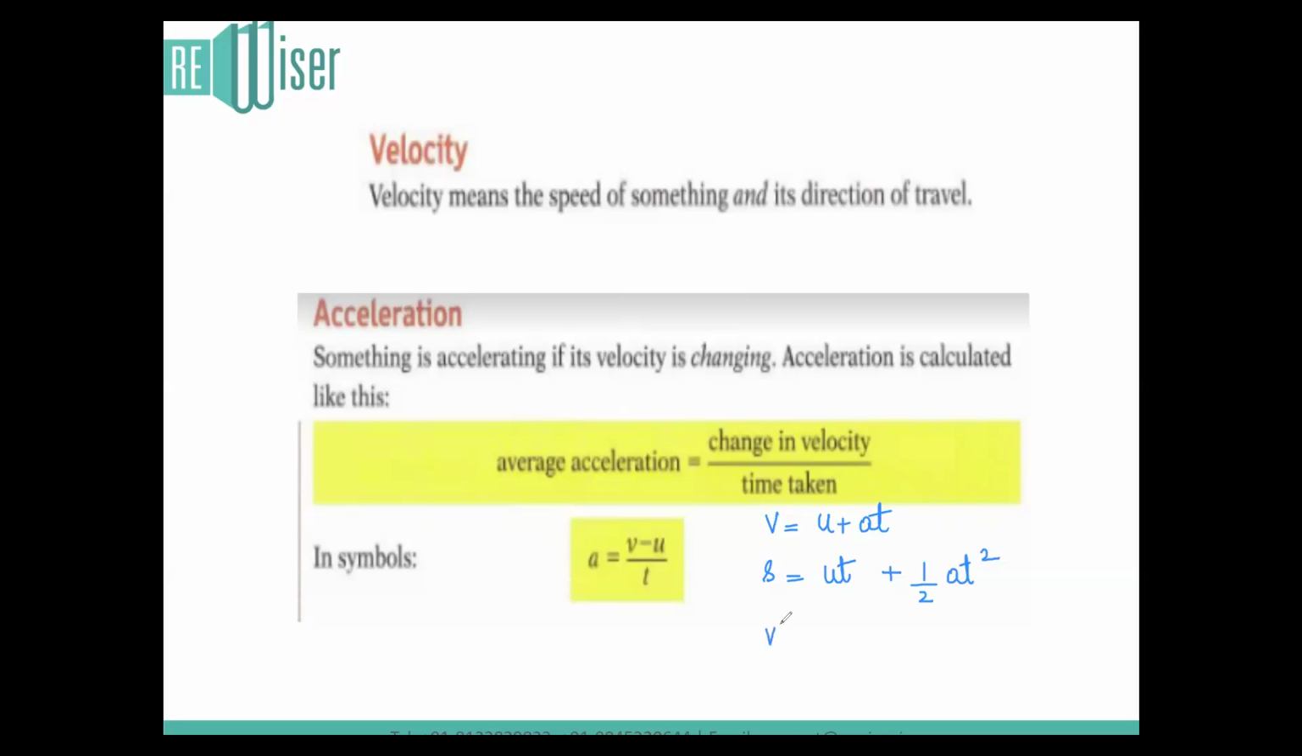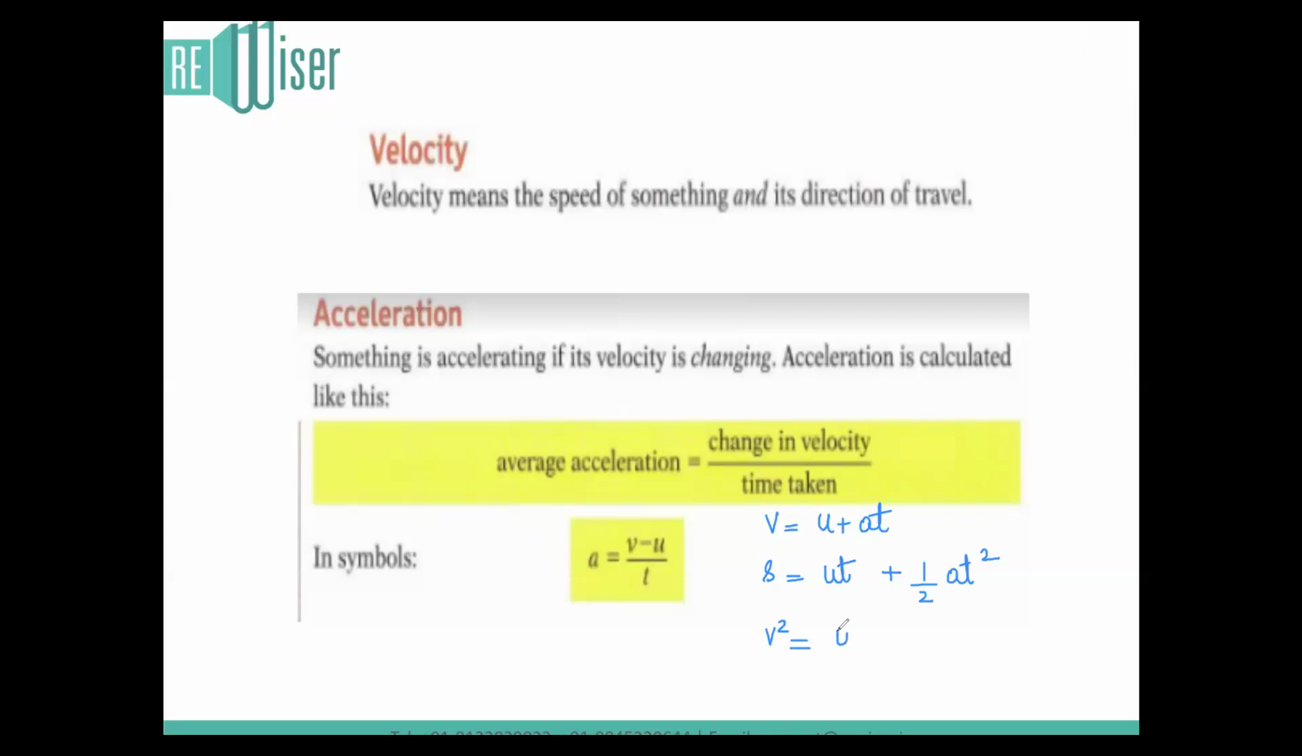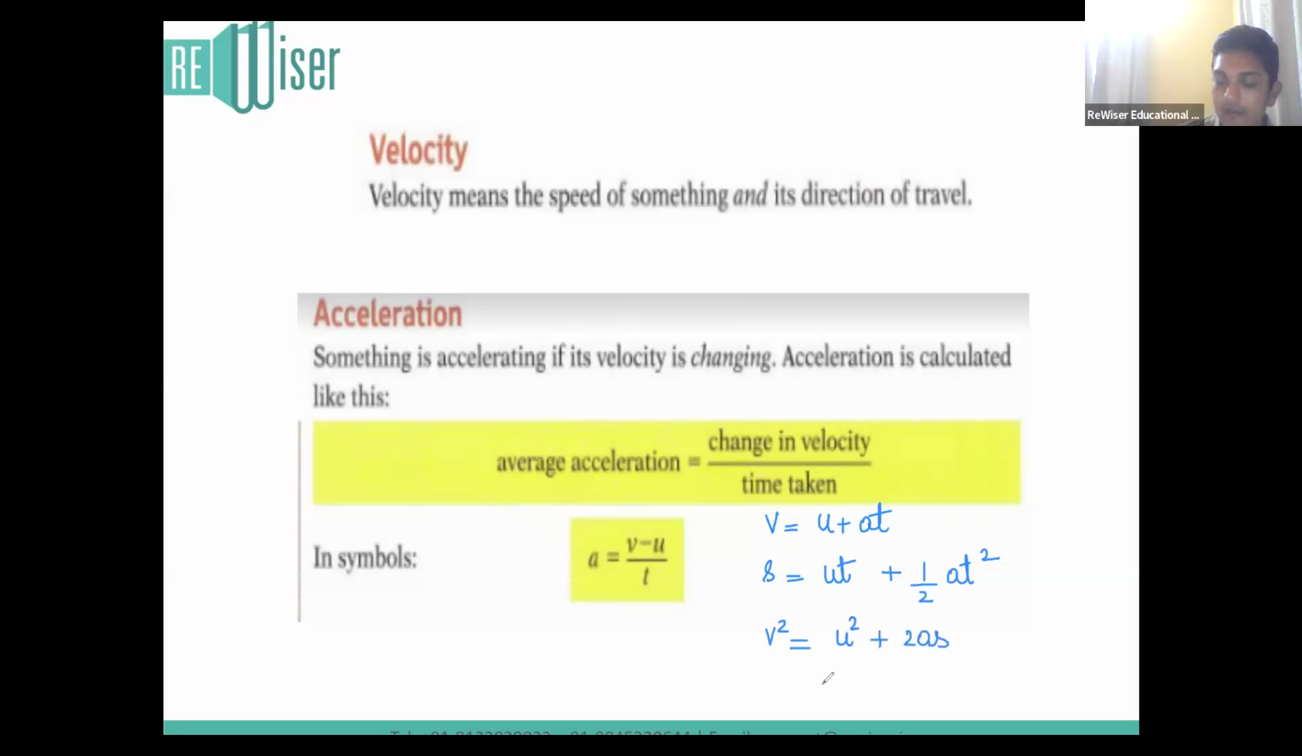What about the last one? V square equals? V square equals 2AS? No. U square plus 2AS. Yes. You can also write displacement S, if the acceleration is uniform, S is equal to U plus V divided by 2 times T. You can use this also.